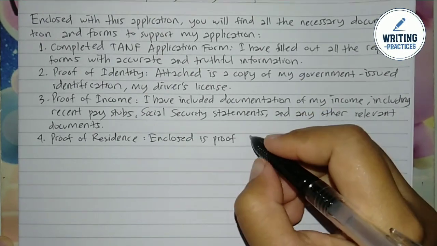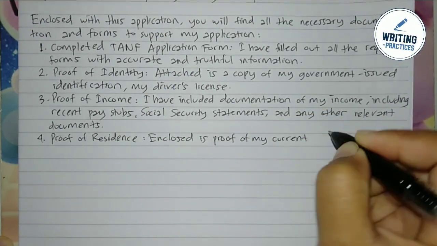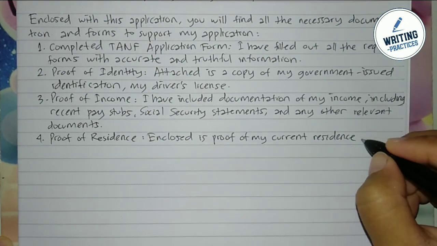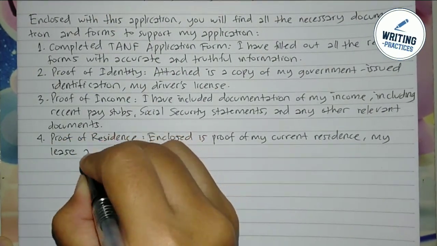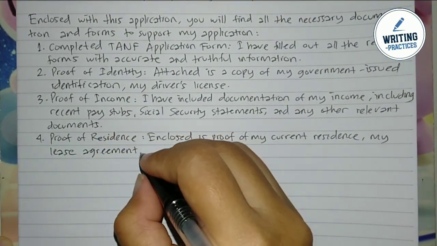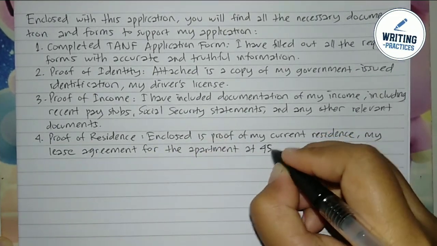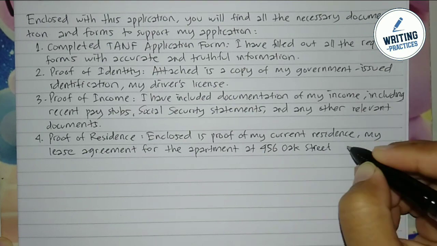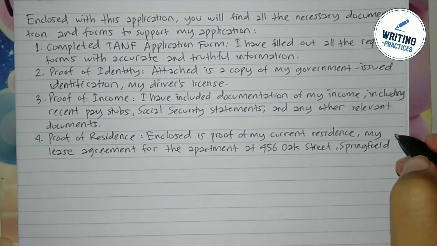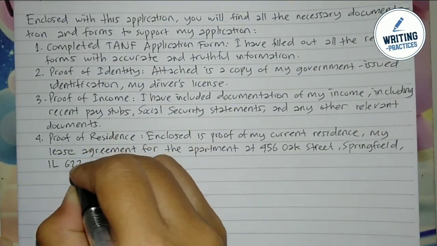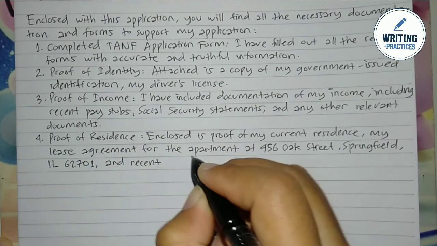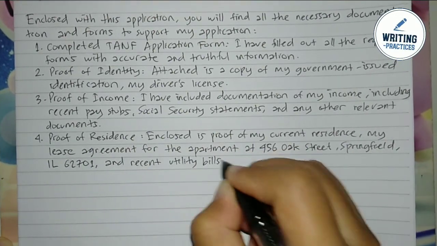For the fourth document, this is where you talk about proof of residence. Mention that you've enclosed proof of your current residence. They can be such as your lease agreement and recent utility bills. And here is how you write it. 4. Proof of residence. Enclosed is proof of my current residence, my lease agreement for the apartment at 456 Oak Street, Springfield, Illinois, 62701, and recent utility bills.